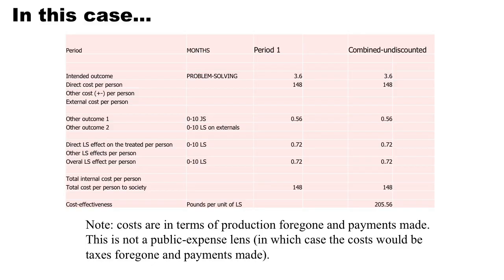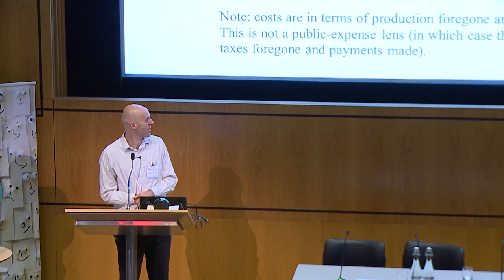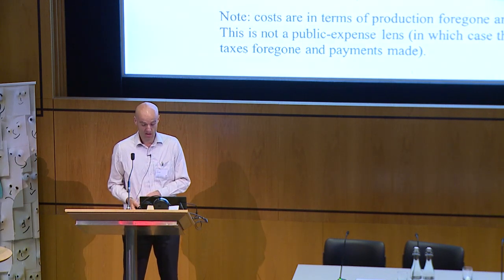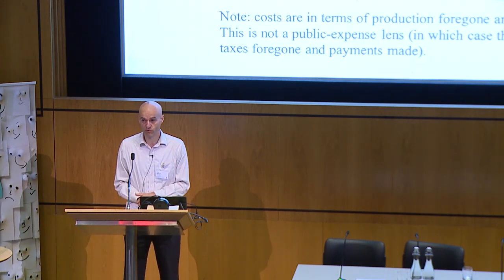So in this case, if we fill out this famous Excel sheet, then the intended outcome was problem solving. That went up by a certain amount. There's a direct cost. Other outcomes were job satisfaction and life satisfaction effects on externals. That is 0. They did not look at partners. They did not make assumptions about whether the partners would benefit. And if you then look at the direct effects, which would also be the overall effects of life satisfaction per person, you then get a benefit of 0.72. And hence that gets you the cost effectiveness, the pounds per unit of life satisfaction, which were £205.56. Note this does not include production and payments made foregone, and so there are many other forms of cost they could have put in, but they were not put in.